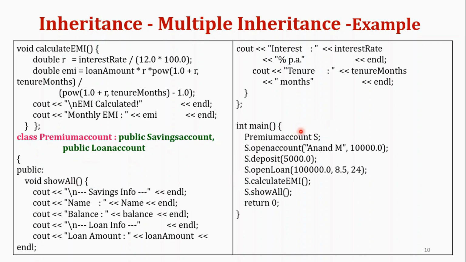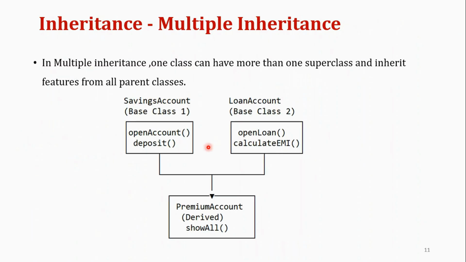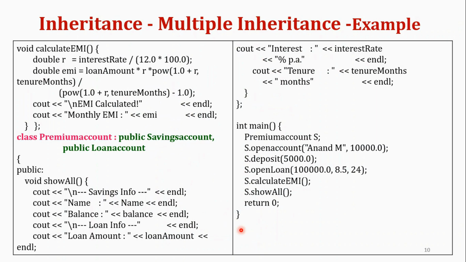So with the derived class object, you can call all the base class functions. Okay. You can go through the coding, what is there inside every function. Open account and deposit belong to the savings account. Open loan and calculate EMI belong to loan account. So all four functions are given into the premium account. You can create an object for premium account and call all the methods. Show all is the function in the derived class. You can call the fifth function with the derived class object. That is what is given over here.